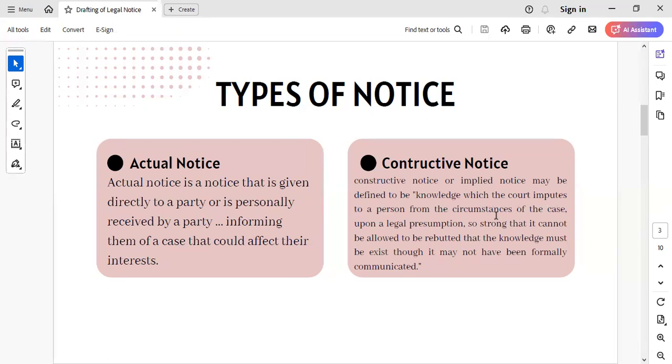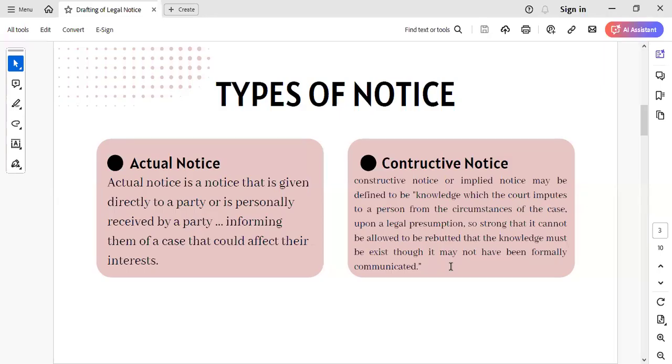Now, when there is a criminal case, you file a criminal case and the case goes to the court. What does the court issue? The court issues summons to the defendants to be present on a particular date and time. So it is sent by the court only, knowledge which the court imputes to a person. When the court sends notices, they are called summons. From the circumstances of the case, upon a legal presumption so strong that it cannot be rebutted, the knowledge must exist, though it may not have been formally communicated.